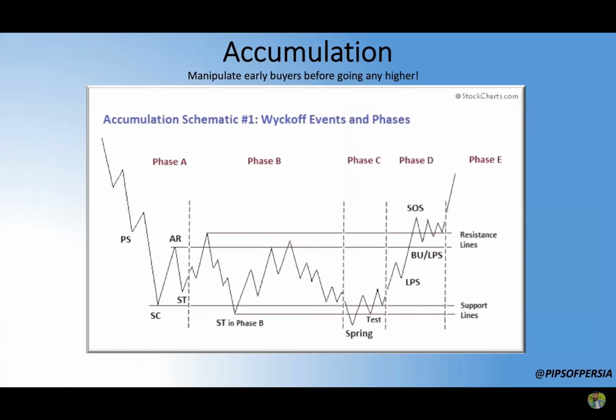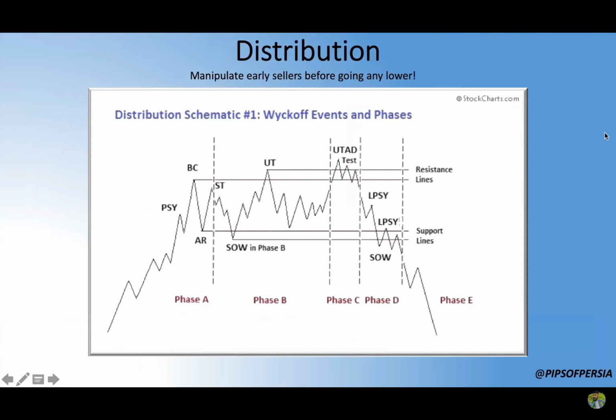Now, opposite to an accumulation, you have a distribution, where in a way we have consolidated and now we expect the market to reach lower. Imagine the same accumulation scenario, just inverted. So instead of manipulating the lows, here we are manipulating the highs. We are, in a way, again taking out these early sellers.